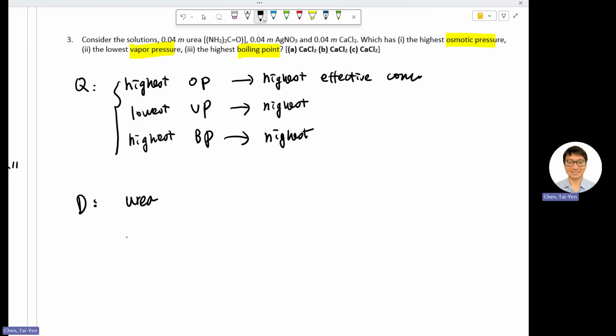We have three species, right? So you want to calculate the effective concentration, which equals i times the molarity, right? What's i for your urea? 1, right? So how do you know it's actually 1? If you look at the formula, all you have is what?